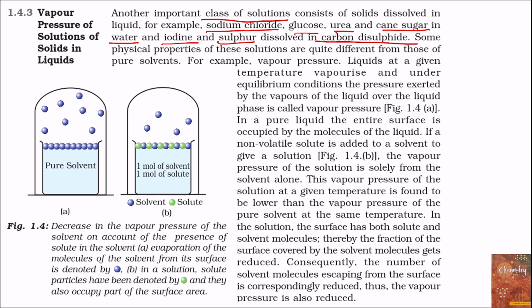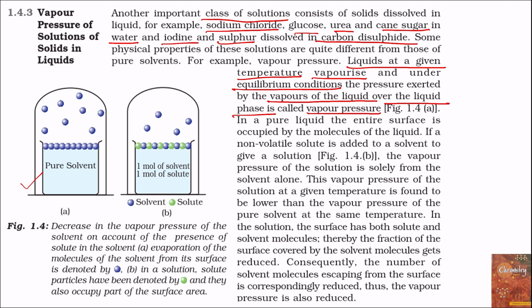Now the physical properties of the solution are quite different from those of the pure solvent. For example, the vapor pressure of the pure solvent will be different from the vapor pressure of the solution. Now what is the vapor pressure of liquids? Liquids at a given temperature. Now temperature has to be constant. At a particular given temperature, liquids vaporize, and under equilibrium conditions, the pressure exerted by the vapors of the liquid over the liquid phase is called vapor pressure.